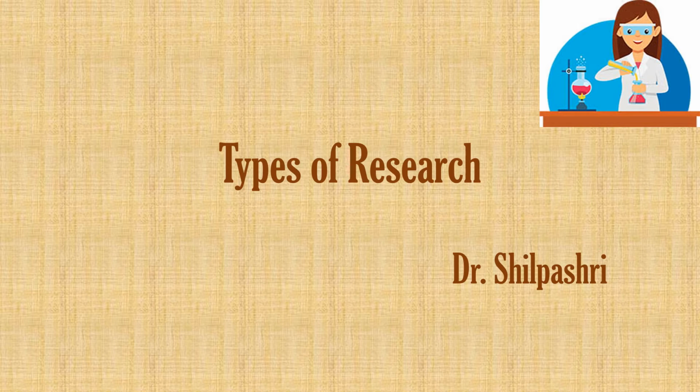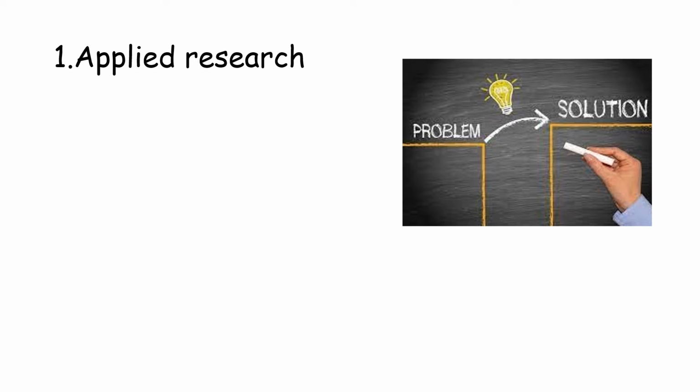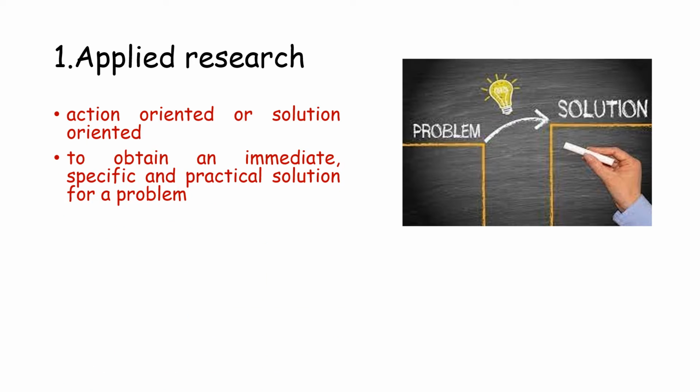In this video, we will be studying about the different types of research. The first kind of research is applied research. It is also known as action research. Applied research is basically action-oriented or solution-oriented research. The main goal of an applied research is to obtain an immediate and practical solution for a problem.